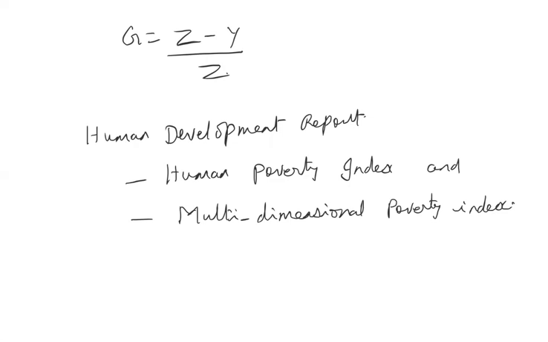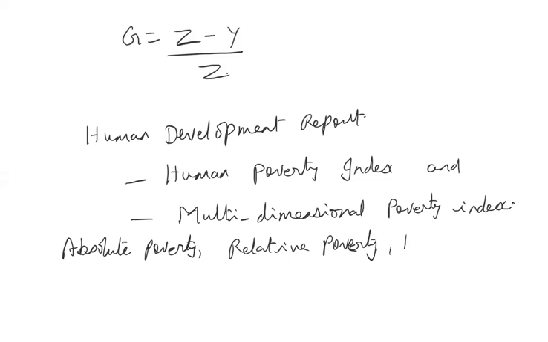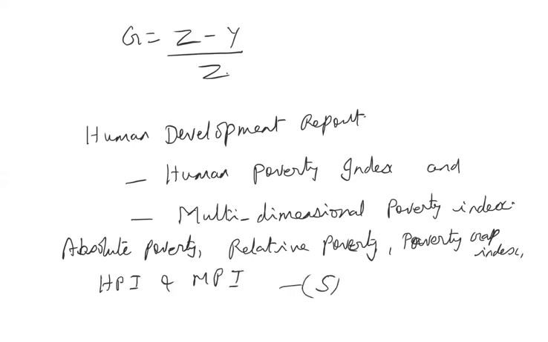So totally the poverty that we have, the absolute poverty, relative poverty. These are the indicators: relative poverty, poverty gap index, and human poverty index, and multi-dimensional poverty index. So these are all the 5 indices to measure the extent of poverty in a country. Okay, hope the concept is clear to all of you.